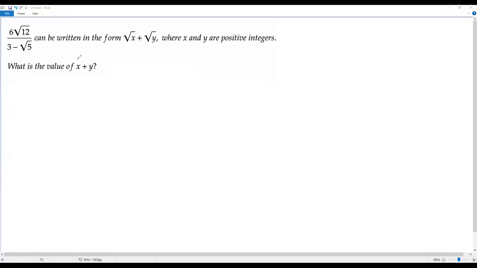Here we have a SAT math problem. Okay, let's go to the question. 6 times square root of 12 divided by 3 minus square root of 5 can be written in the form square root of x plus square root of y, where x and y are positive integers. What is the value of x plus y?